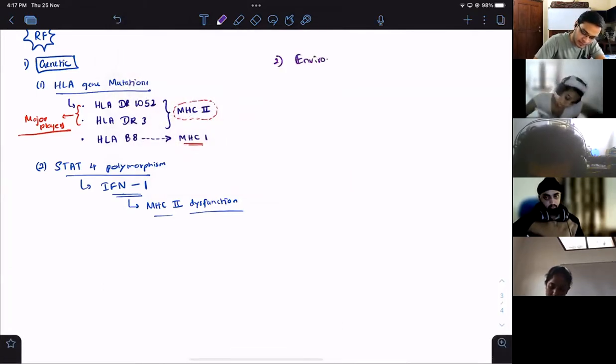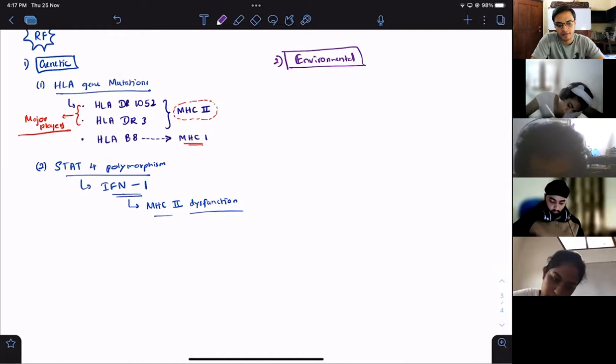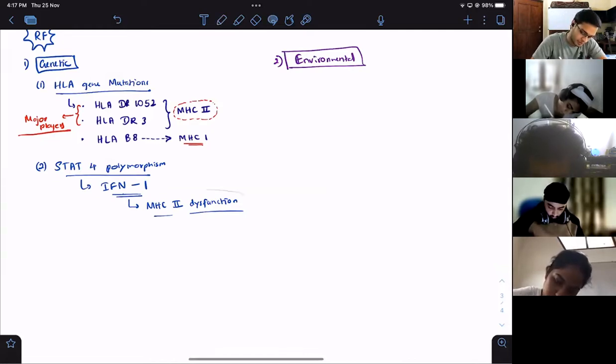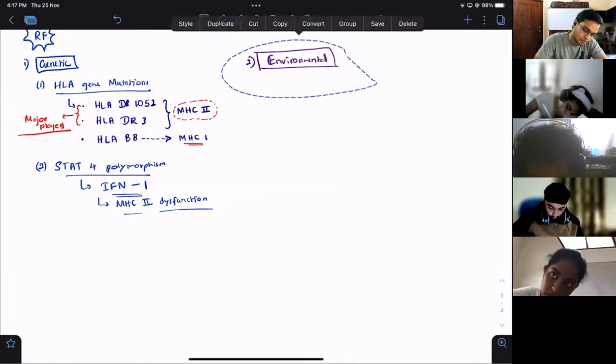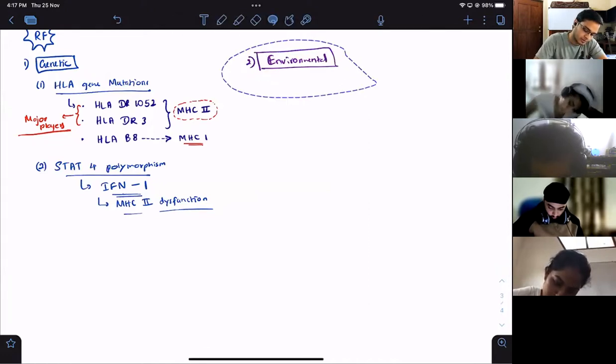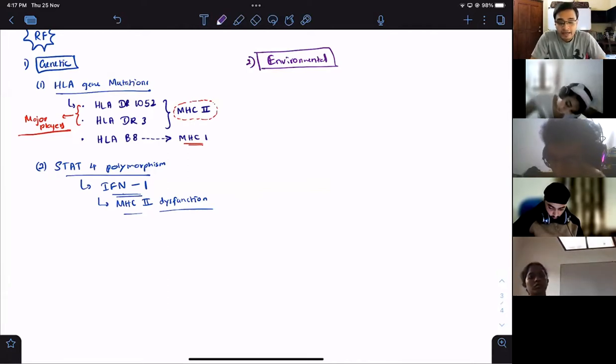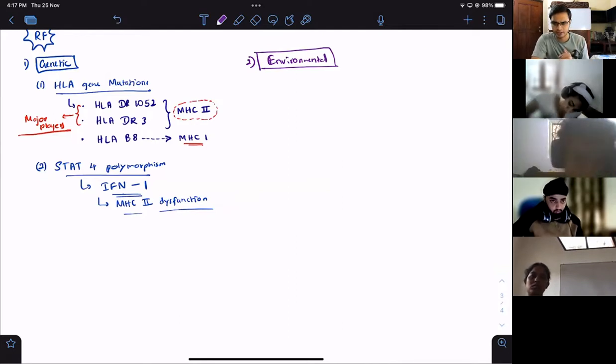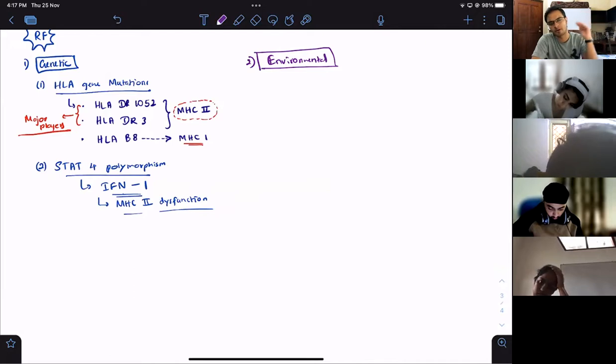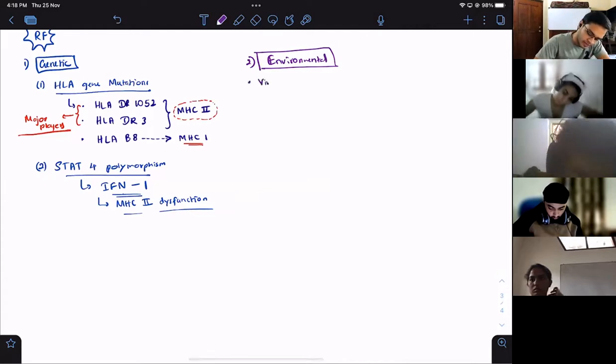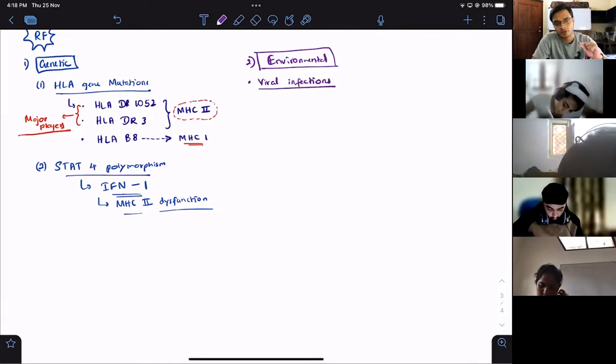Environmental factors. What are we talking about here? Unlike for SLE, if you all remember, we had a number of environmental triggers that would come into play. Here, for primary Sjogren's, when Sjogren's is alone, we talk only about one environmental factor. What is this? Viral infections. We'll see how this viral infection plays a role.